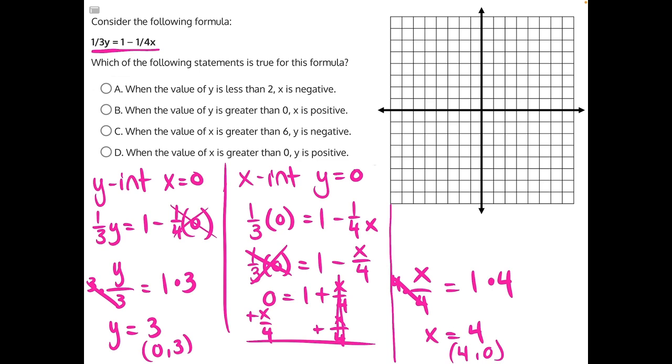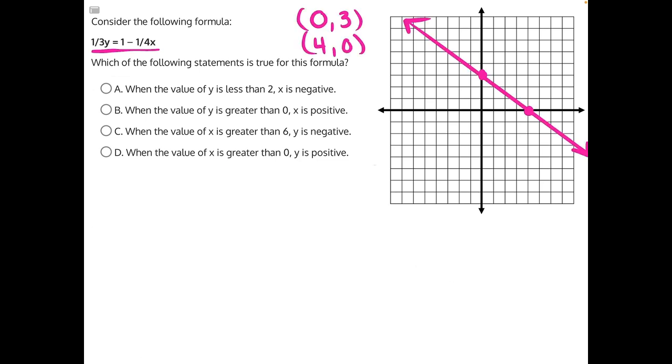I'm going to plot those 2 points, and I will be right back. Now I have plotted our two intercepts, one at 0, 3, which was to the right 0 and up 1, 2, 3, and then 4, 0, which was to the right 1, 2, 3, 4, and up 0.